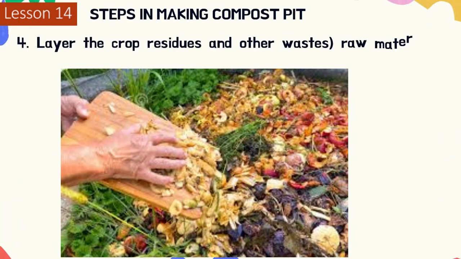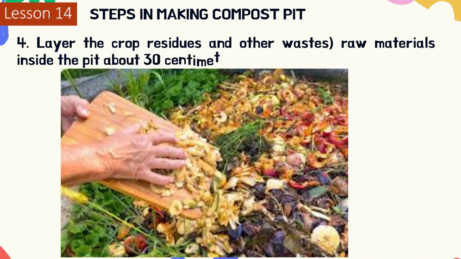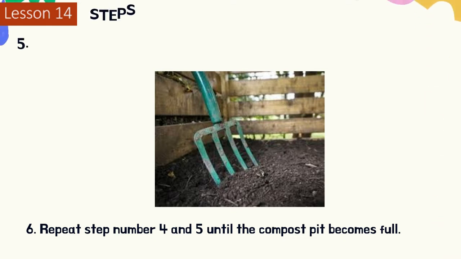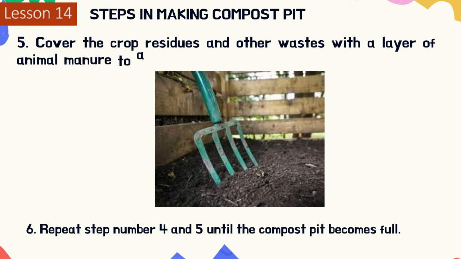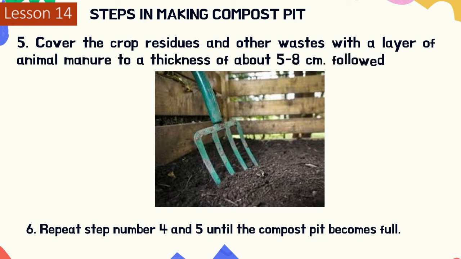Number 4. Layer the crop residues and other waste raw materials inside the pit about 30 centimeters thick. Number 5. Cover the crop residue and other waste with a layer of animal manure to a thickness of about 5 to 8 centimeters, followed by 2 to 3 centimeters of good soil. And number 6, repeat steps number 4 and 5 until the compost pit becomes full.